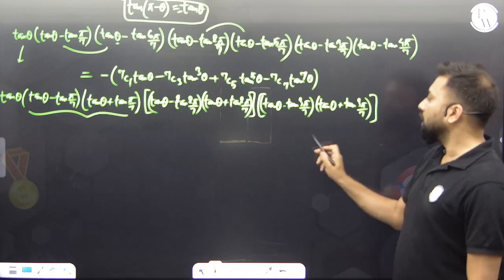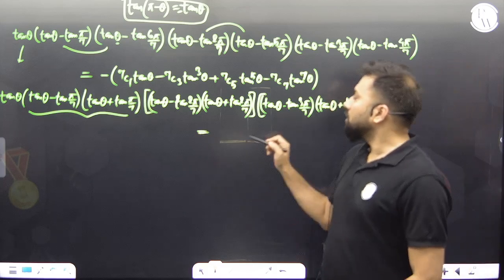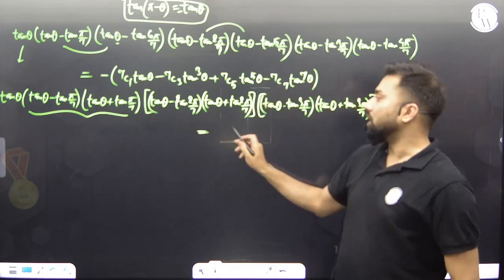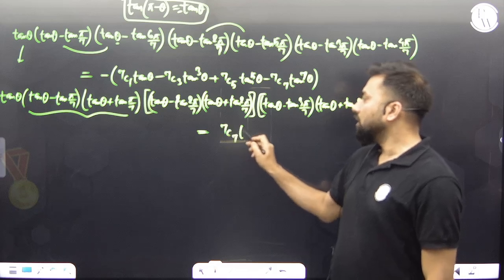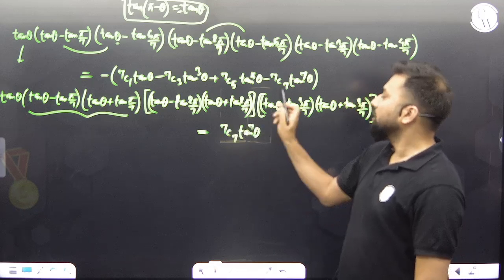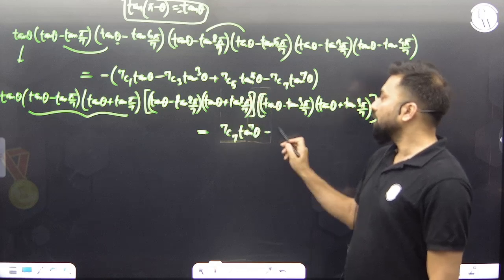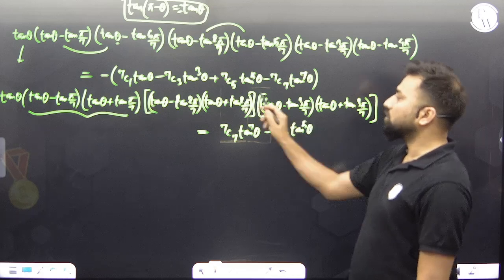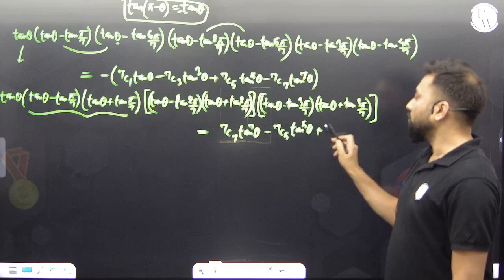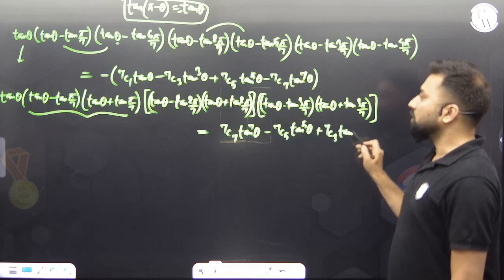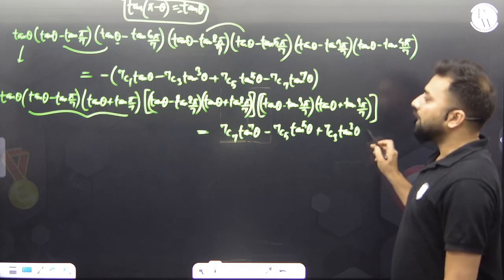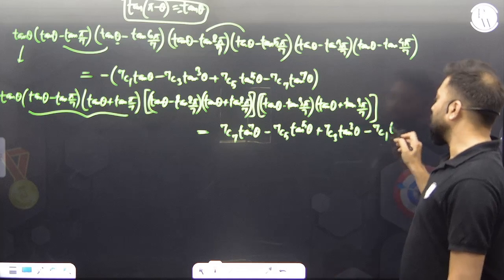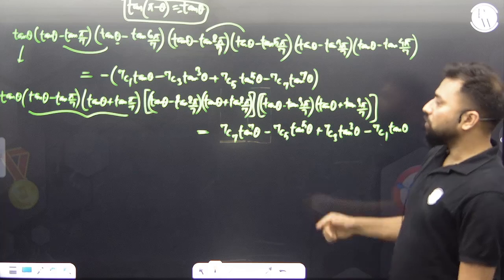On the right hand side, the coefficient of tan^7 θ will become 7C7, so this is 7C7 tan^7 θ. Now this coefficient is minus 7C5 tan^5 θ. Similarly, this will become plus 7C3 tan^3 θ, and then minus 7C1 tan θ. I'll have to equate these two.